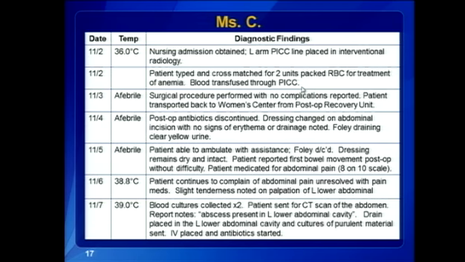The dressing is changed, and the incision has no signs of erythema or drainage, and the Foley is draining clear yellow urine. On the 5th, the patient is ambulating with assistance. They take out her Foley catheter. Her dressing remains dry and intact. She has her first bowel movement without any difficulty, and she's medicated for abdominal pain. She's having a pain of about an 8 on a 1 to 10 scale.